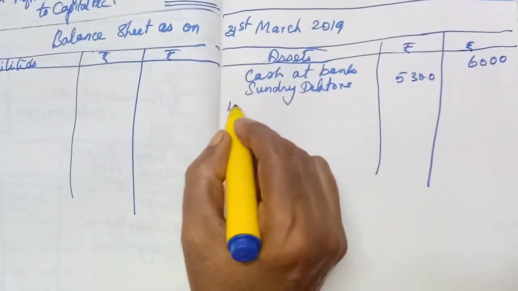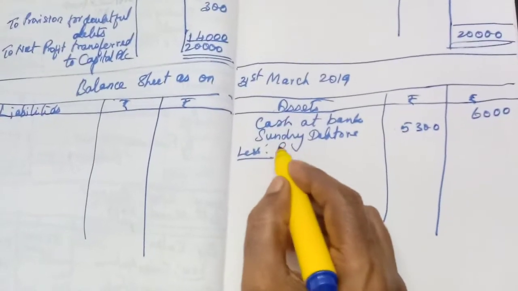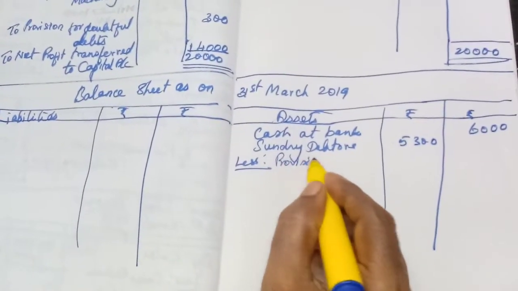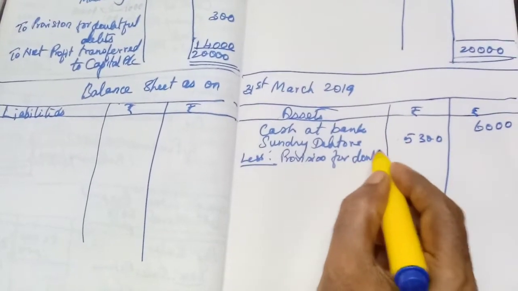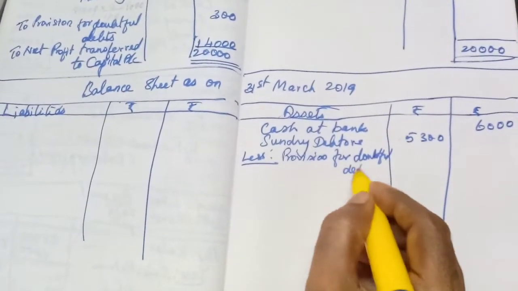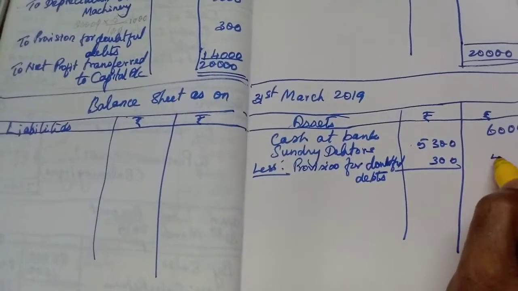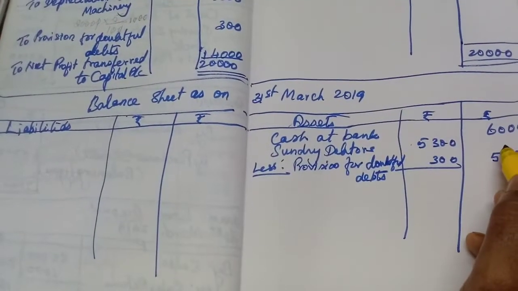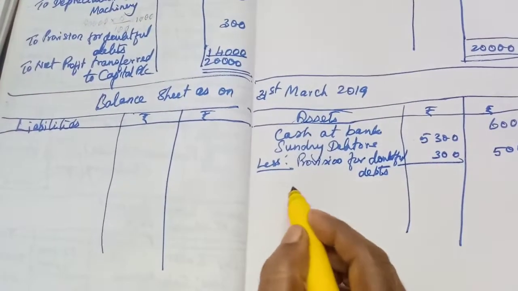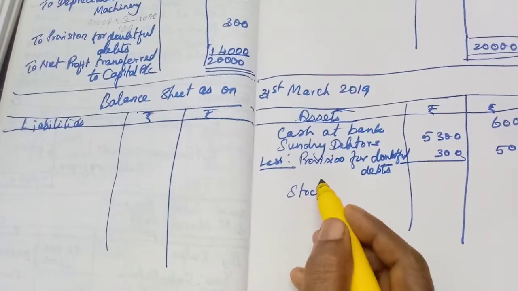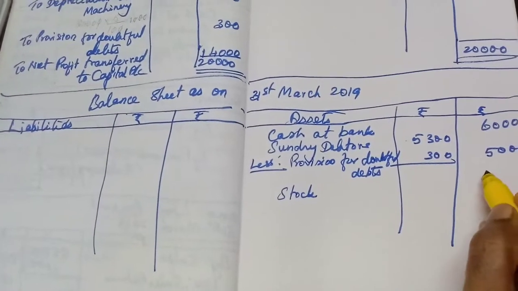Then here we need to deduct the provision for doubtful debts. Less provision for doubtful debts, 300. If we deduct 300, we will get 5,000. Okay. Then the next item, stock, that is called closing stock. You can write simply stock. Okay. How much is the stock? 16,000.